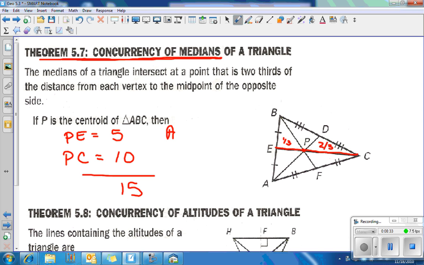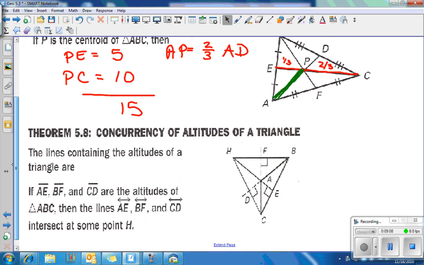For example, AP, that distance, is 2/3 of the whole thing. So from A to P, it's 2/3 of everything. So if you know the whole distance, you can just multiply by 2/3. That might be easy too. We'll do some examples of those in just a minute.